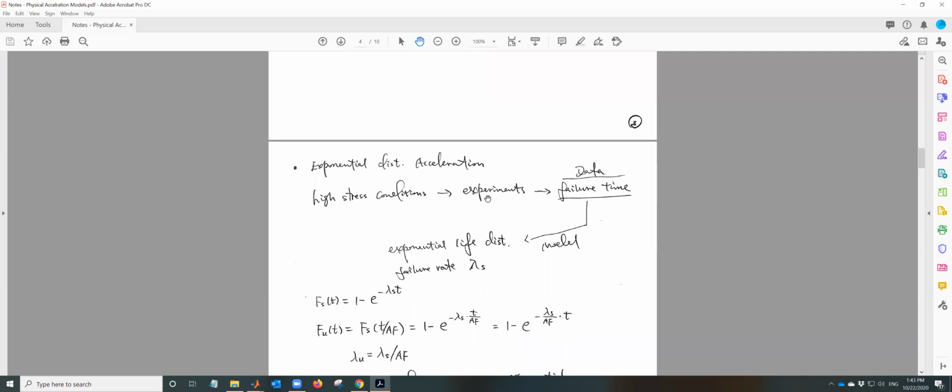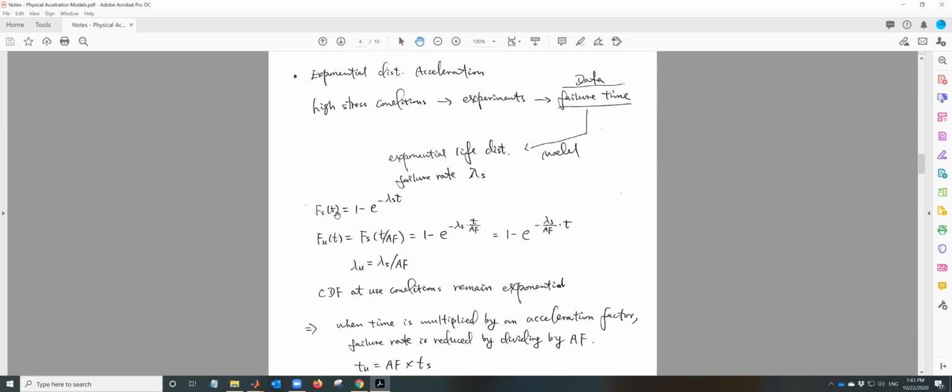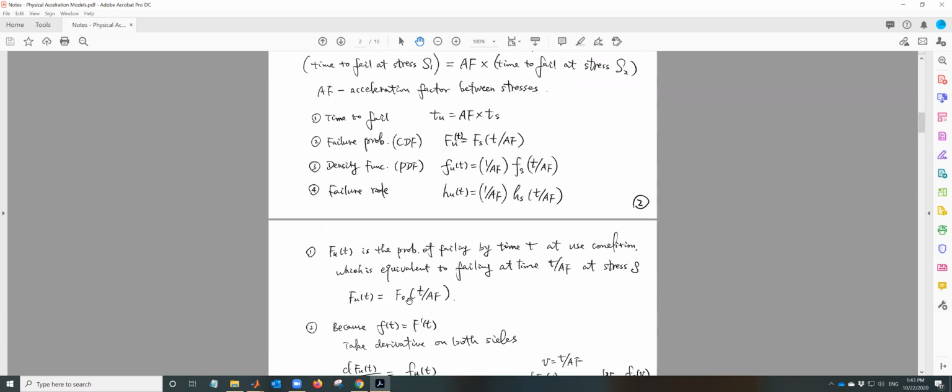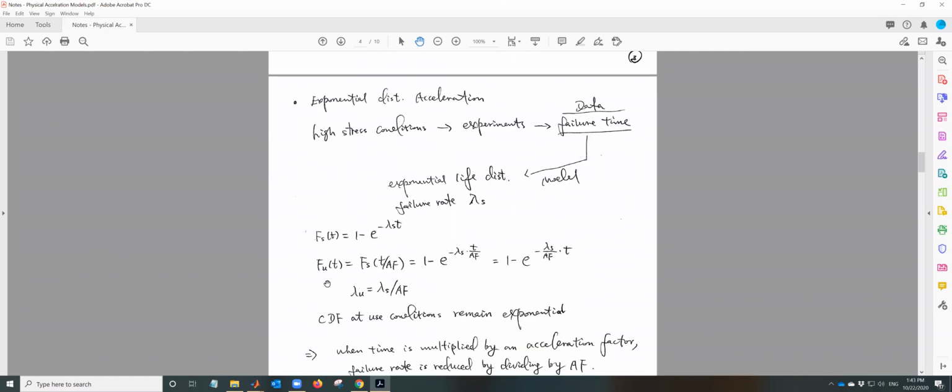So at a high stress condition, we do the experiments, we get the data, we get the failure time, and we want to see whether we can assume the failure time follows the exponential lifetime distribution with failure rate lambda s. So at the stress condition, if we assume this is lambda s, then we get this distribution. This is a CDF function. Because we have this relationship F_U(t) equals F_S(t over AF), now we can get the CDF function under normal use condition. Although you did an experiment at a stress condition, your interest is at the normal use condition. You want to see the lifetime distribution under the normal use condition.